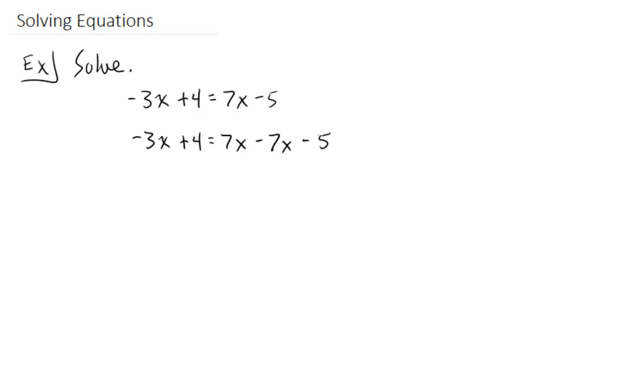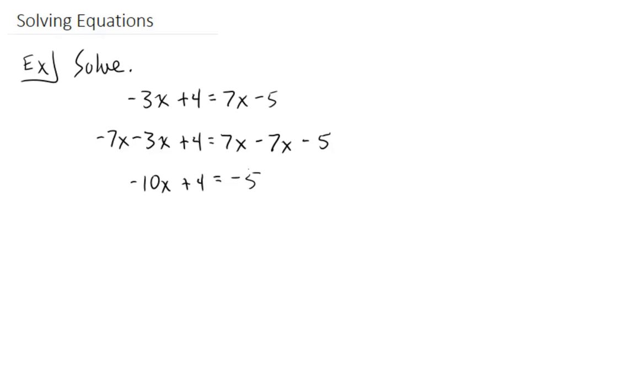Now, I've done what I wanted to do on the right side, but I have to also do it over here on the left side. And remember, I'm subtracting 7x, so if I throw it out there in front, it's a negative 7x. So doing the simplification on that gives me negative 10x plus 4 equals negative 5.